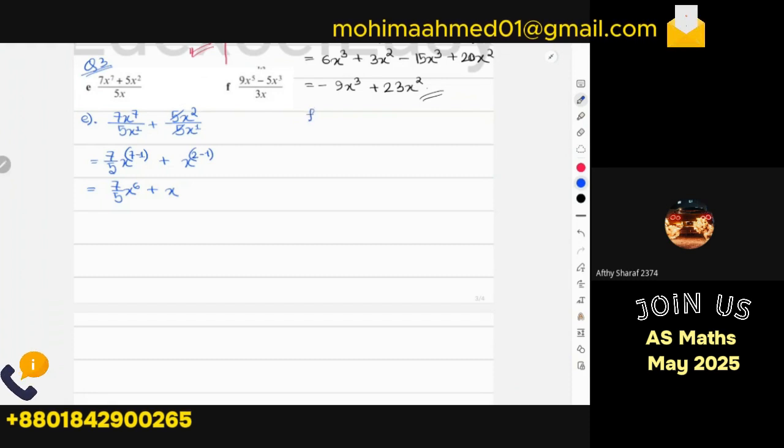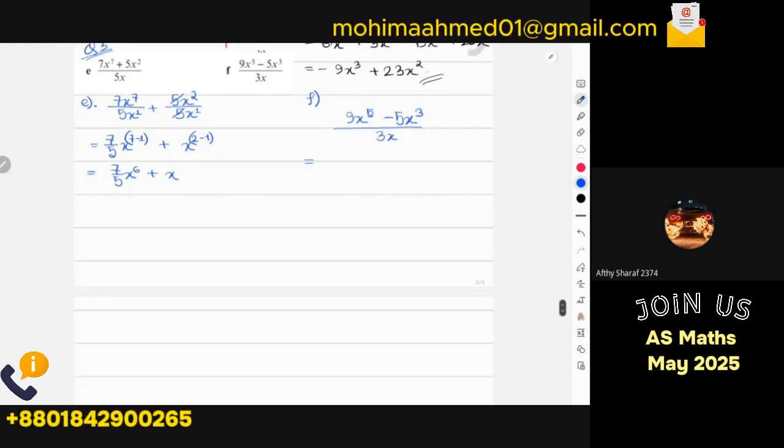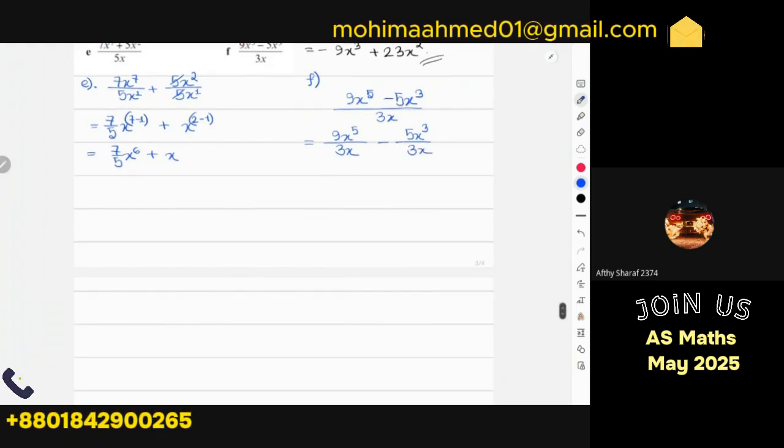Let's move on to f. For f, you have 9x^5 minus 5x^3 divided by 3x. Similarly, I'm going to separately divide that 3x with the two terms in the numerator. So you have 9x^5 divided by 3x, minus, since in between the two terms in the numerator you have a minus, we'll continue with the negative sign, 5x^3 with 3x. Similarly, 9 over 3 can be cancelled out. That will give you 3 in the numerator.